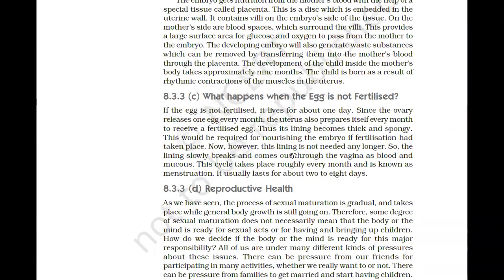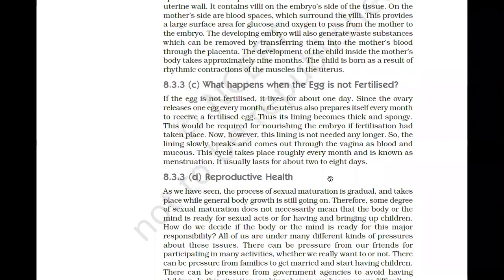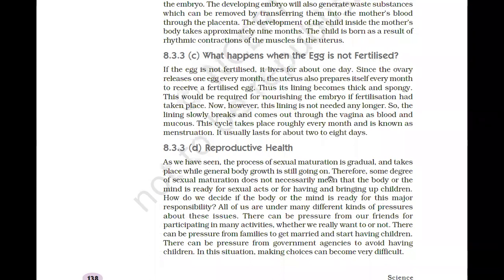What happens when the egg is not fertilized? If the egg is not fertilized, it lives for about 1 day. Since the ovary releases one egg every month, the uterus also prepares itself every month to receive a fertilized egg. Thus, its lining becomes thick and spongy. This would be required for nourishing the embryo if fertilization had taken place.